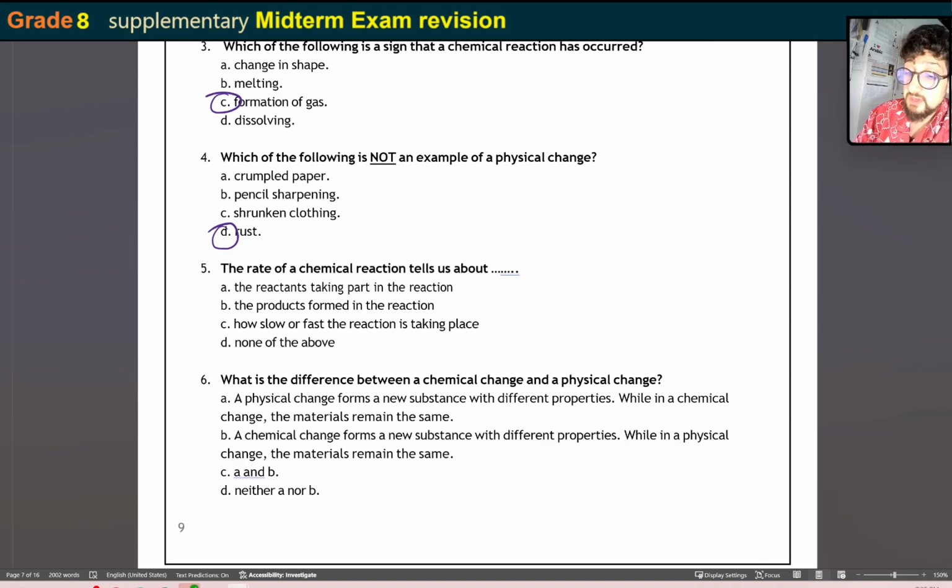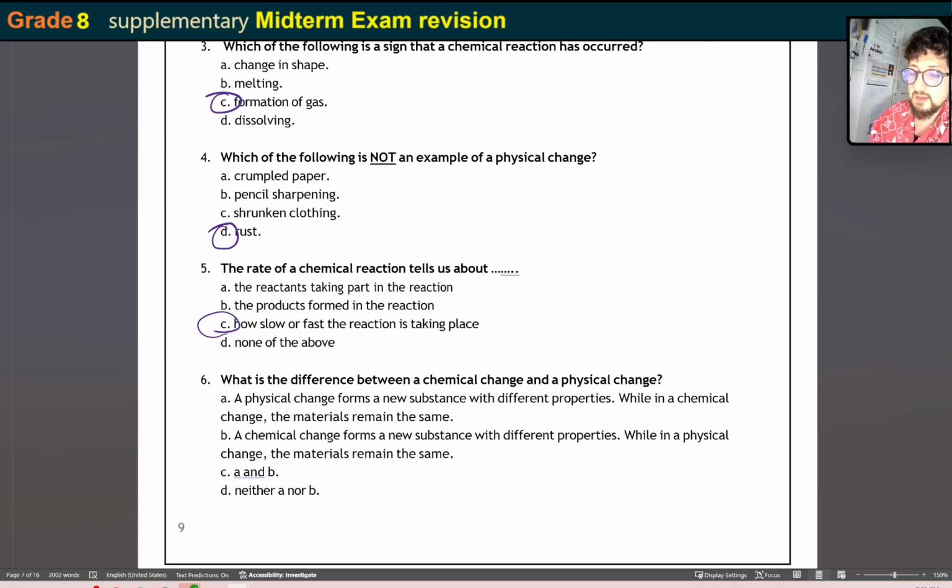The rate of a chemical reaction tells us about how slow or how fast the reaction is taking place. Okay, that's what a rate is. So if I tell you what is the rate at which someone's eating, you got to tell me how fast they're eating or how slow they're eating. The rate at which somebody's running, the rate at which something is happening, is how fast or slow that thing is happening.